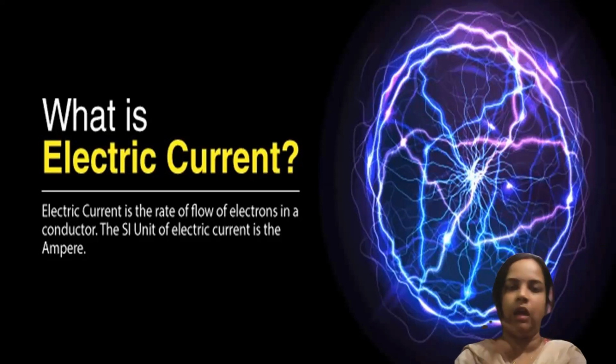Okay. So now in what unit are we going to measure our current? That is in ampere. That is, 5 ampere, 6 ampere, 10 ampere current is flowing in the circuit, right?